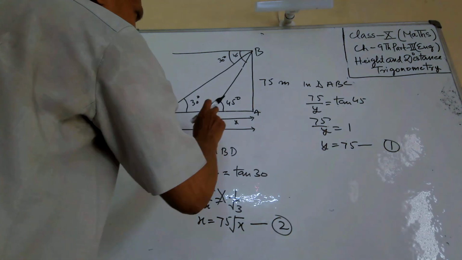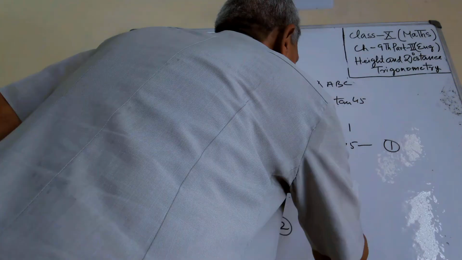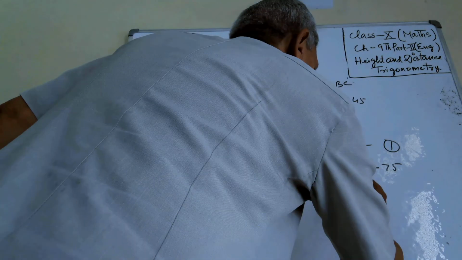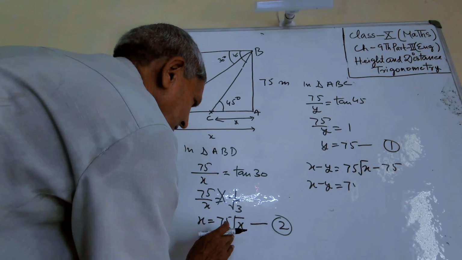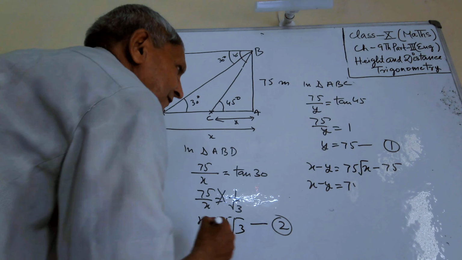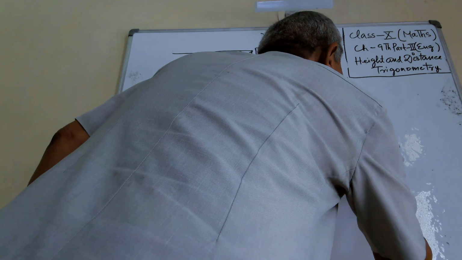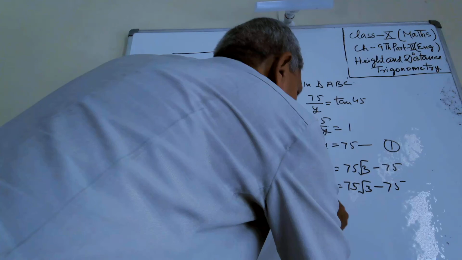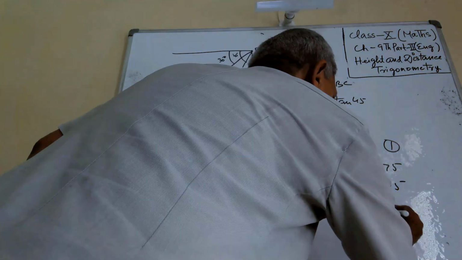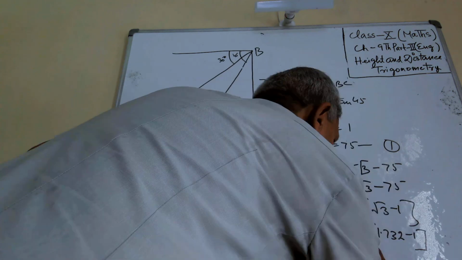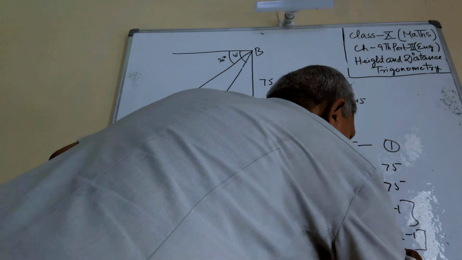So we have to subtract. Now x minus y. What is the value of x? 75 root 3. x minus y is equal to 75 root 3 minus 75, by mistake, is equal to 75 common, root 3 minus 1. 75 into 2.732 minus 1, 75 into 0.732.